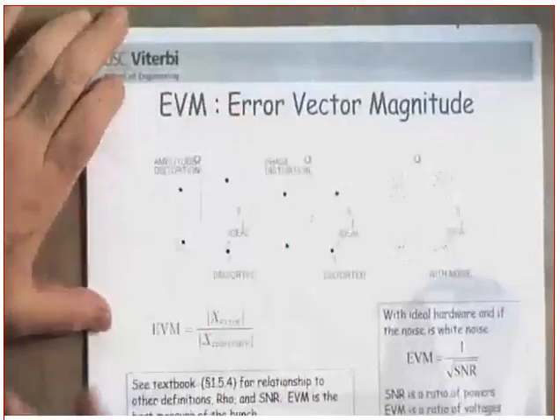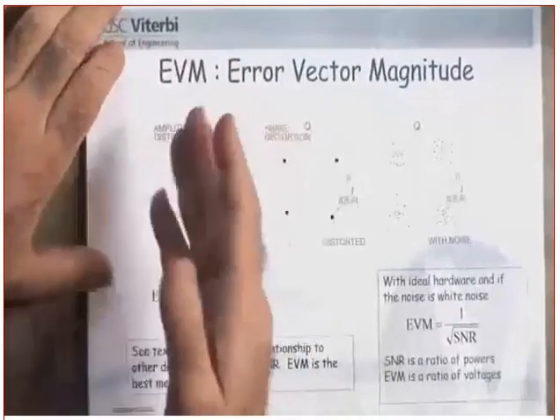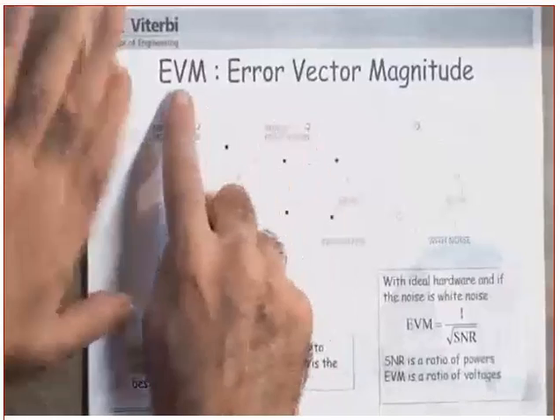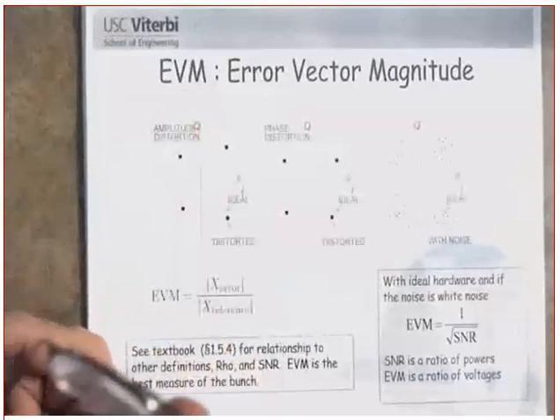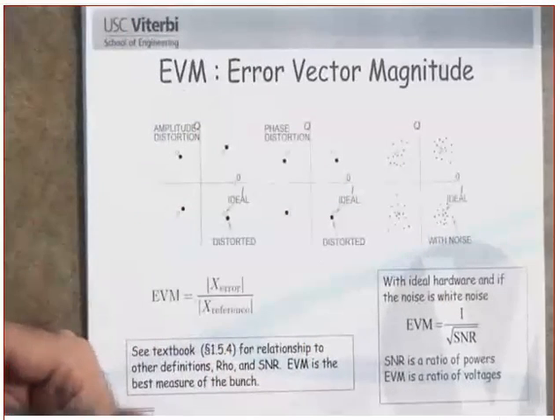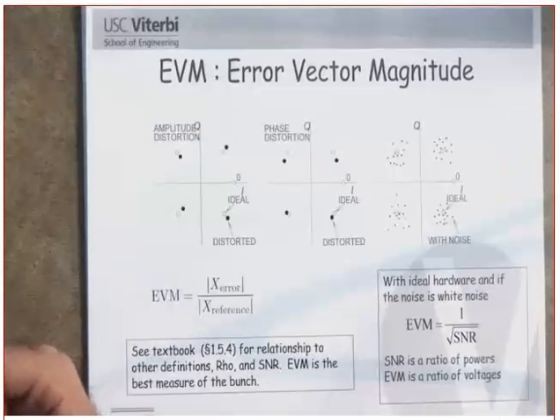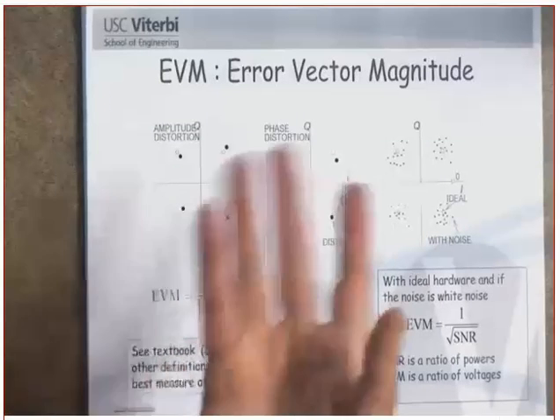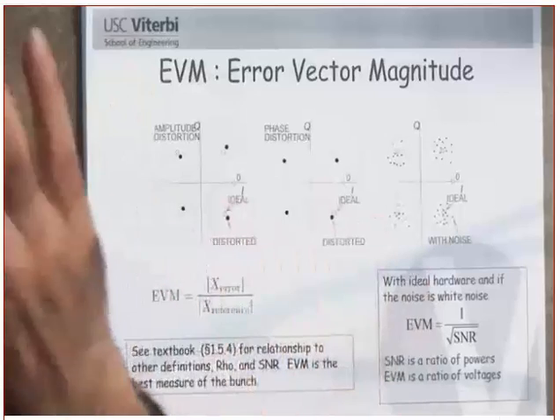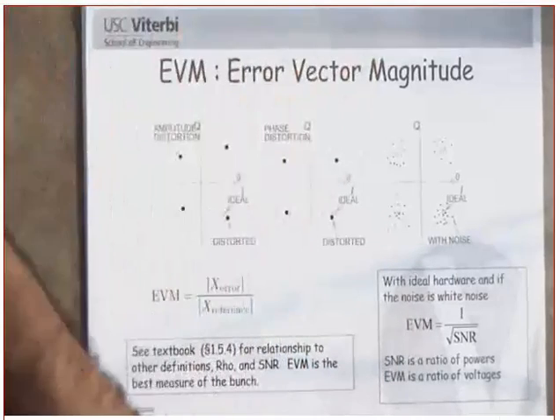You will not study this in other classes. So you need to understand this is crucial in RF, which is called what? EVM. EVM stands for what? The error vector magnitude. This is a measure of what? Of the distortion. Similar to what? Signal to noise ratio.